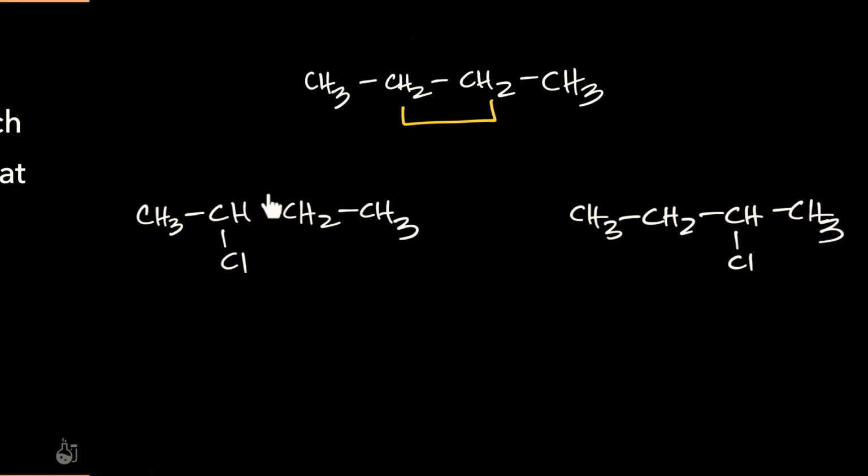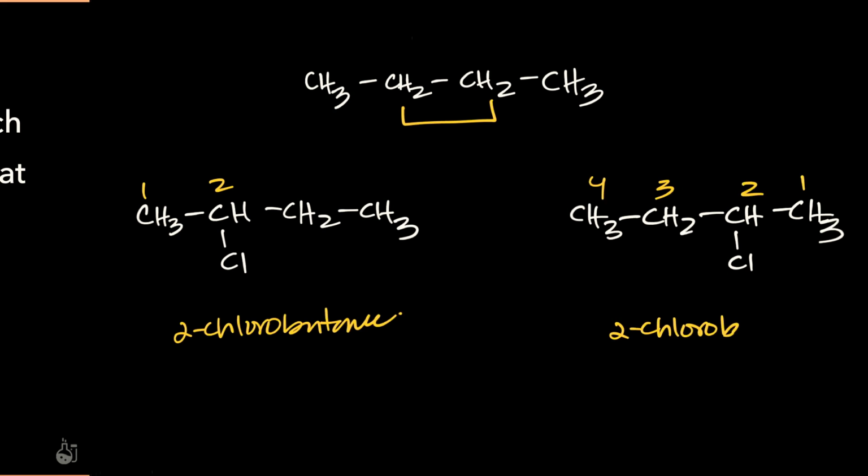Then I try to name this fellow. What would I name this fellow? This is butane, but now we have chlorine, and chlorine is on what carbon? 2, if I count from the left. So this is 2-chlorobutane. Now name this fellow. You count from the right. And this is also called 2-chlorobutane. That's why they are chemically the same, because by replacing them, you made the same molecule. So this hydrogen is identical to this one because replacing either of them makes the same molecule. So that's why symmetry works.